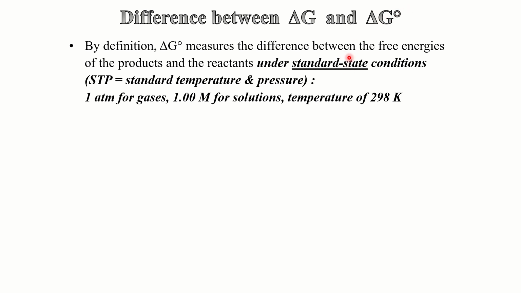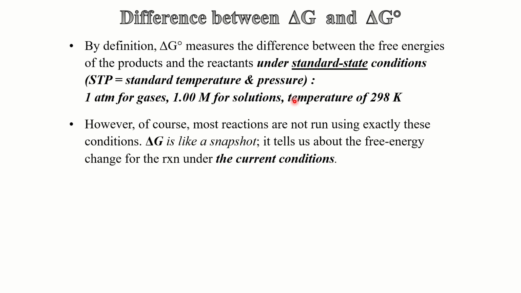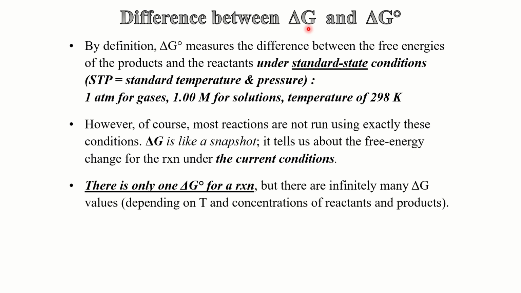It means standard state, which means 1 atmosphere of pressure, 1 molar concentration for solutions, and temperatures of 298 Kelvin. One thing to note here is that most reactions are not run using exactly these conditions. So delta G, the regular delta G, is like a snapshot. It tells us about the free energy change for the reaction under the current conditions. What this means is that there is only one delta G naught for a reaction, but there are infinitely many delta G values.